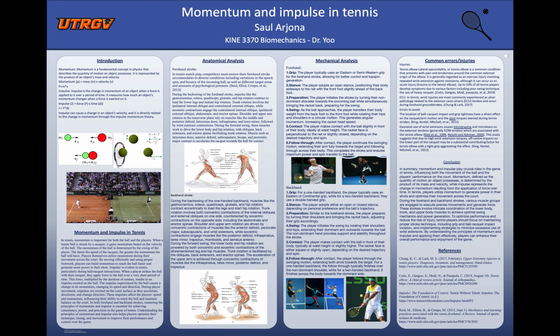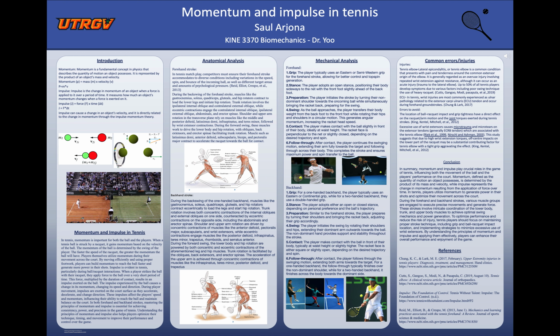So with that being said, let's focus on the ground strokes. There's two main types, forehand and backhand. So let's start with forehand. In tennis match play, competitors must ensure their forehand stroke accommodates to diverse conditions, including variations in the speed, spin, and bounce of the incoming ball, as well as different target areas and amounts of psychological pressure.